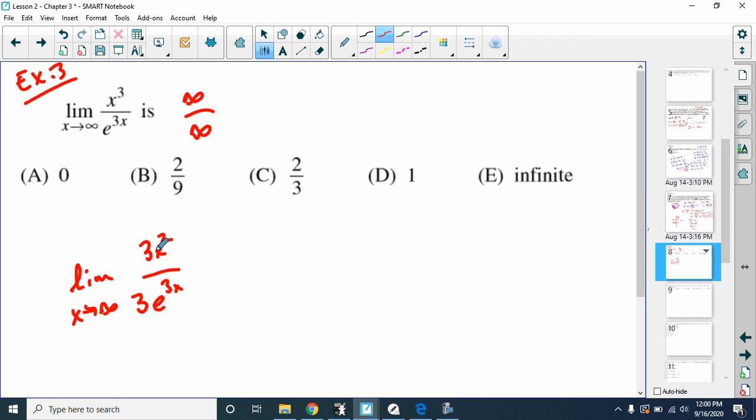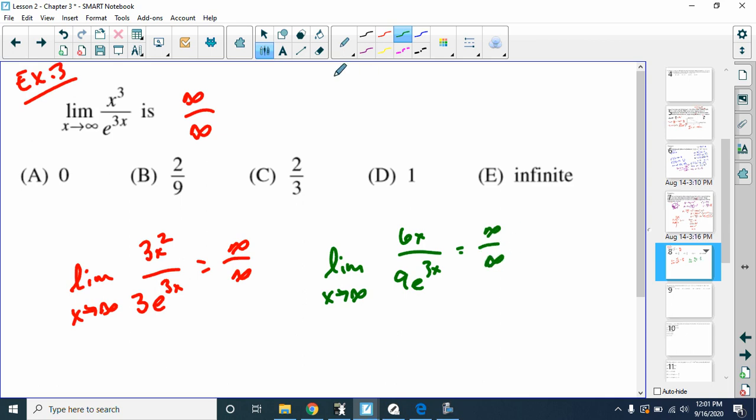If I plug in infinity again, I still have infinity over infinity. So we are going to use L'Hopital's rule again. You could cancel these 3's if you want. The derivative of e to the 3x is e to the 3x times 3, and I already had a 3 out there, so now it's 9. We still have infinity over infinity, so we need to do it one more time.